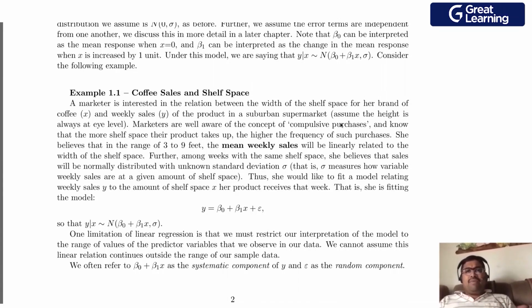Marketers are well aware of the concept of compulsive purchases, because when it is in the line of sight, I can easily see, pick and test that particular one. If it is somewhere at the bottom or somewhere at the top, maybe I won't look at that so immediately. That's the hypothesis behind that. Now she believes that in the range of 3 feet height to 9 feet height, the mean weekly sales are linearly related to the width of the shelf space. So if the width of the shelf space is 3 feet, sales is X. If the width is 9 feet, this is X plus something. It could be significant, and that varies linearly between 3 and 6. 3 to 4 it increases, 4 to 5 it increases, the sales increases. That's her hypothesis, and she wants to test that.